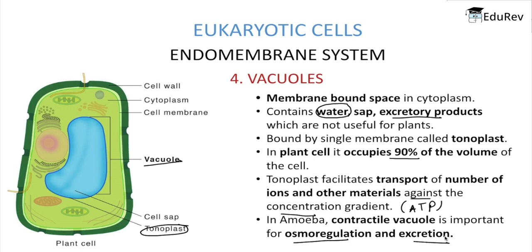So in this session, we studied about eukaryotic cells and its components such as cell membrane, cell wall, endomembrane system, in which we studied about endoplasmic reticulum, Golgi apparatus, lysosomes and vacuoles. And in the next portion of the chapter, we will be covering the next topics.